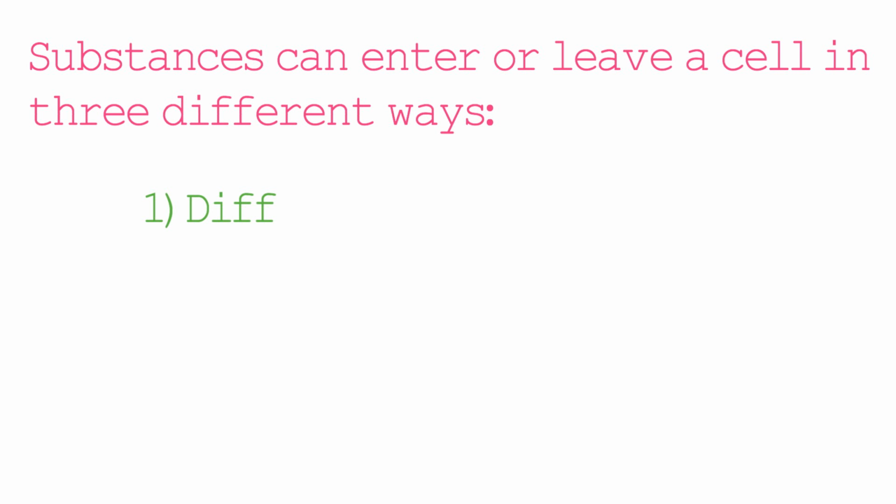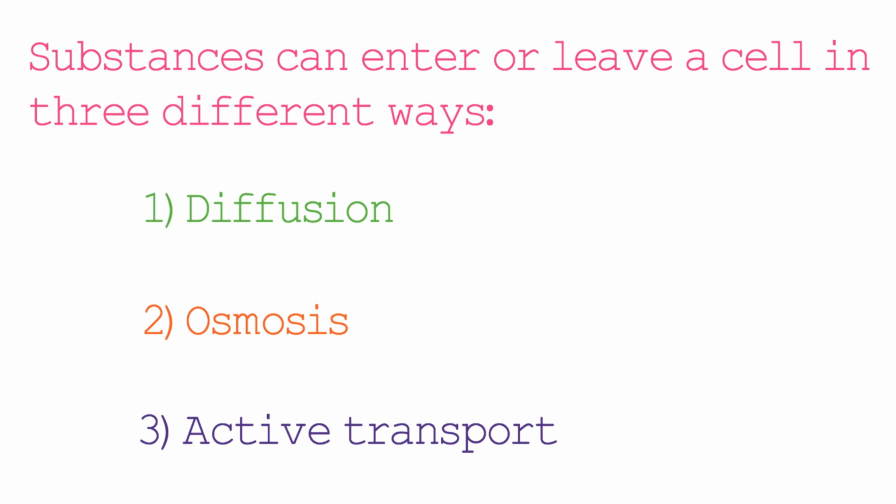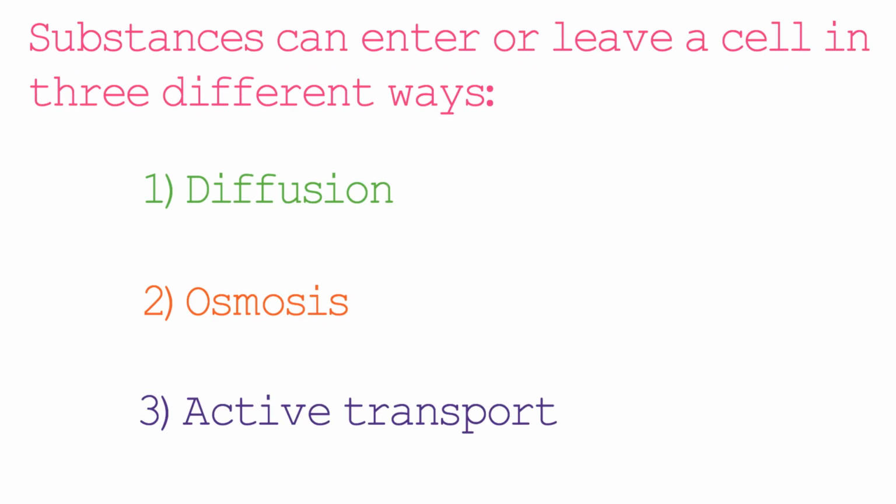Substances can enter or leave a cell in three different ways. These ways are diffusion, osmosis, and active transport. Today we're going to be looking at diffusion, and osmosis and active transport are going to be looked at in the next sections. So what actually is diffusion?